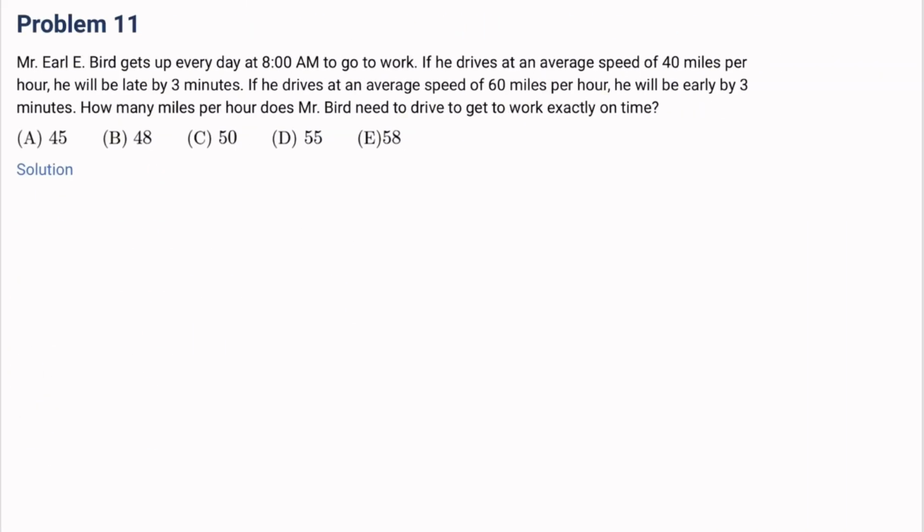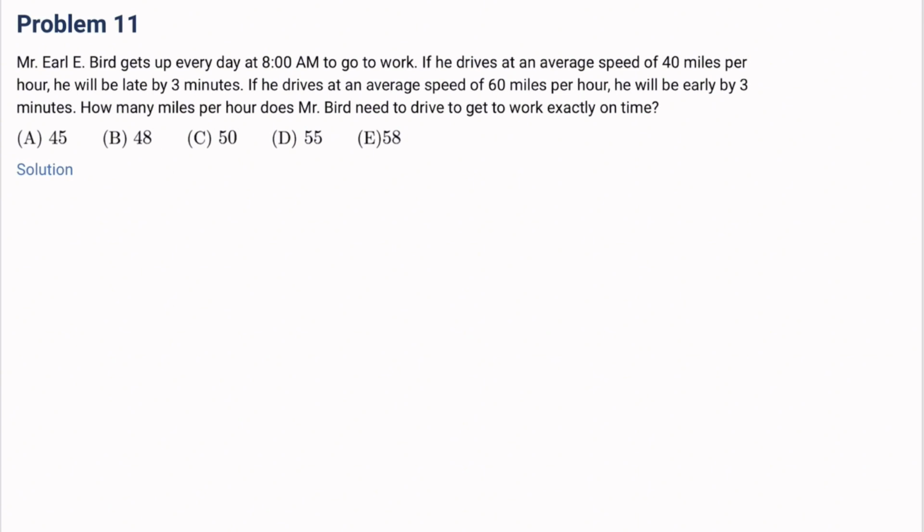Problem number 11. Mr. Early Bird gets up every day at 8 a.m. to go to work. Not very early. If he drives at an average speed of 40 miles per hour, he will be late by 3 minutes. If he drives at an average speed of 60 miles per hour, he will be early by 3 minutes. How many miles per hour does Mr. Bird need to drive to get to work exactly on time?